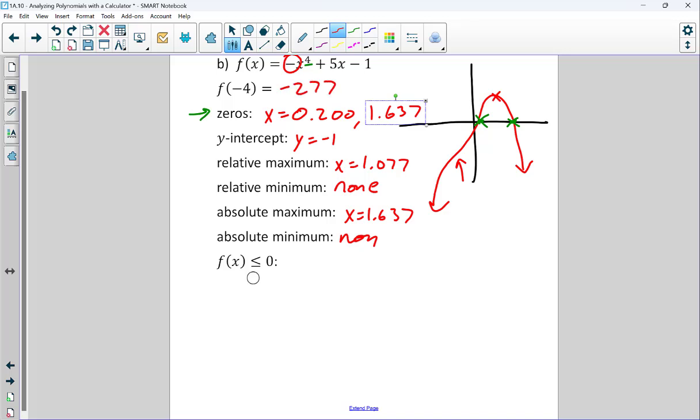F of x is less than 0 for all of this portion of the graph, so that would be negative infinity to the first x-intercept of 0.200 bracket, union from bracket 1.637 to infinity. Final answer.